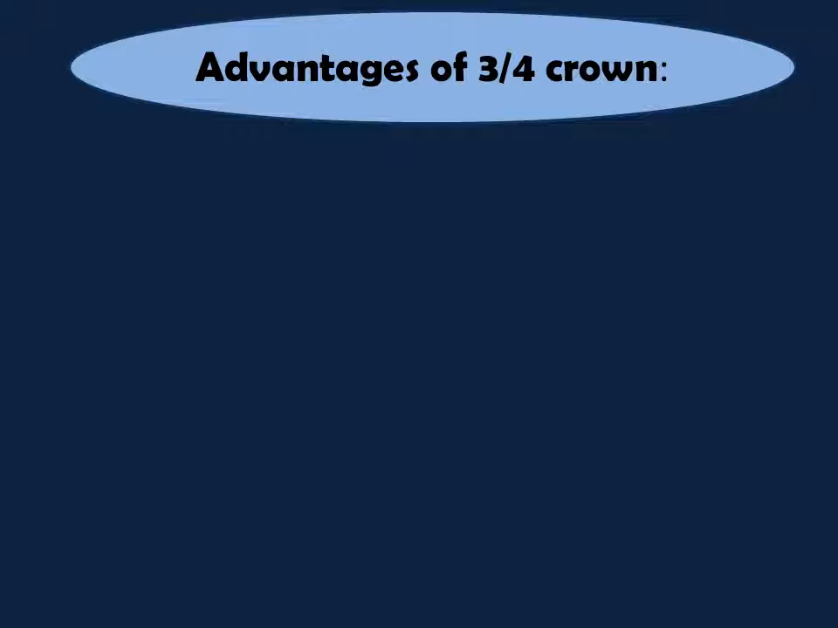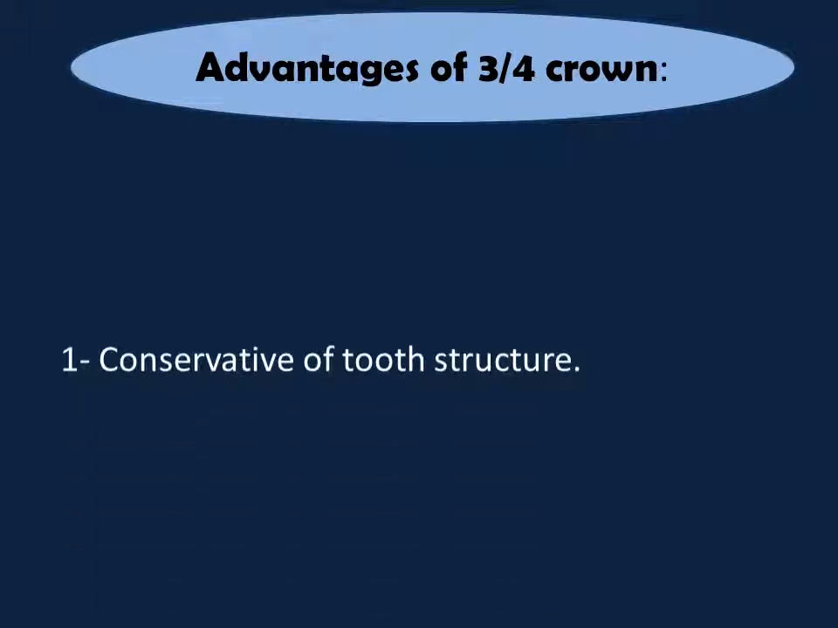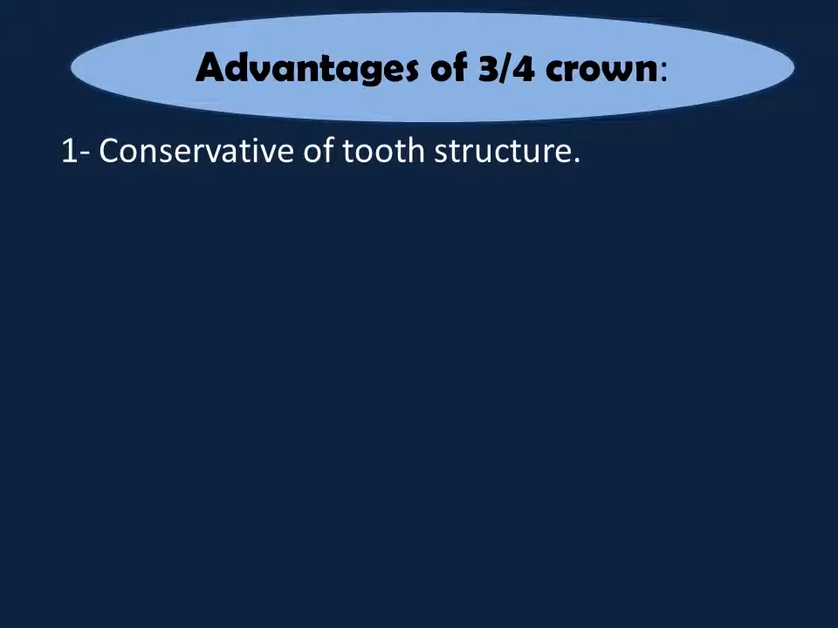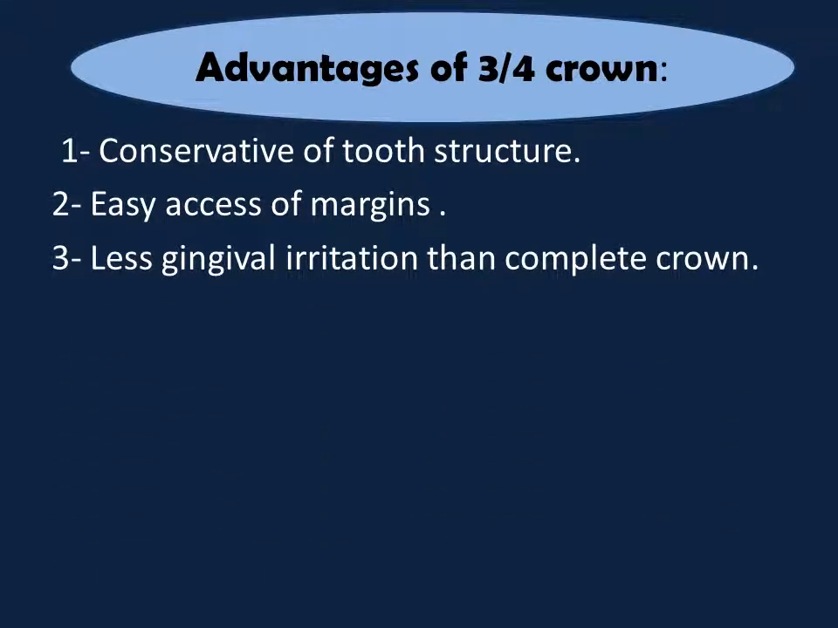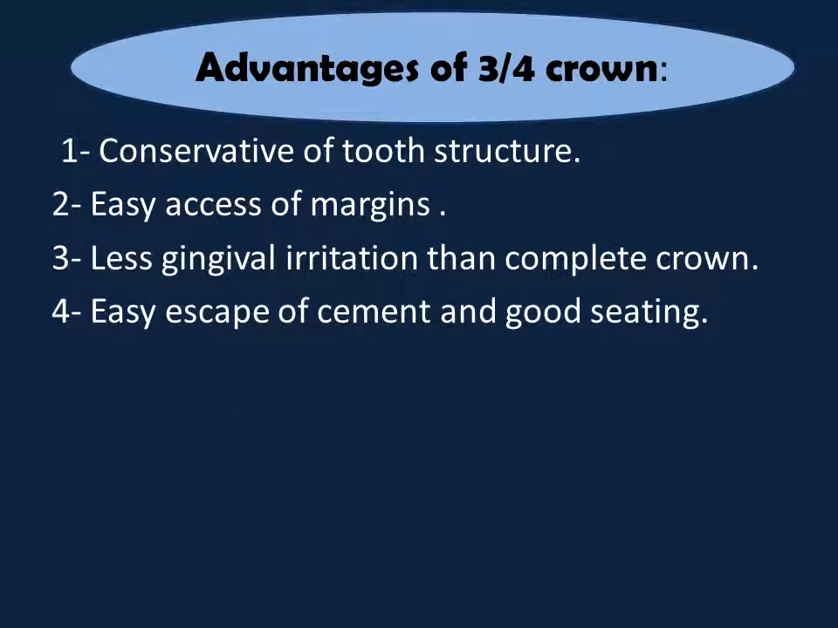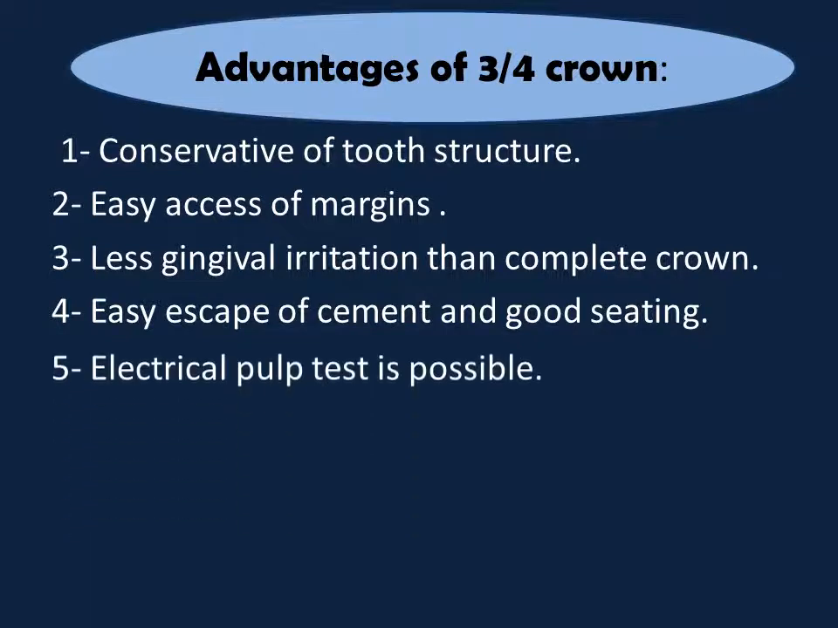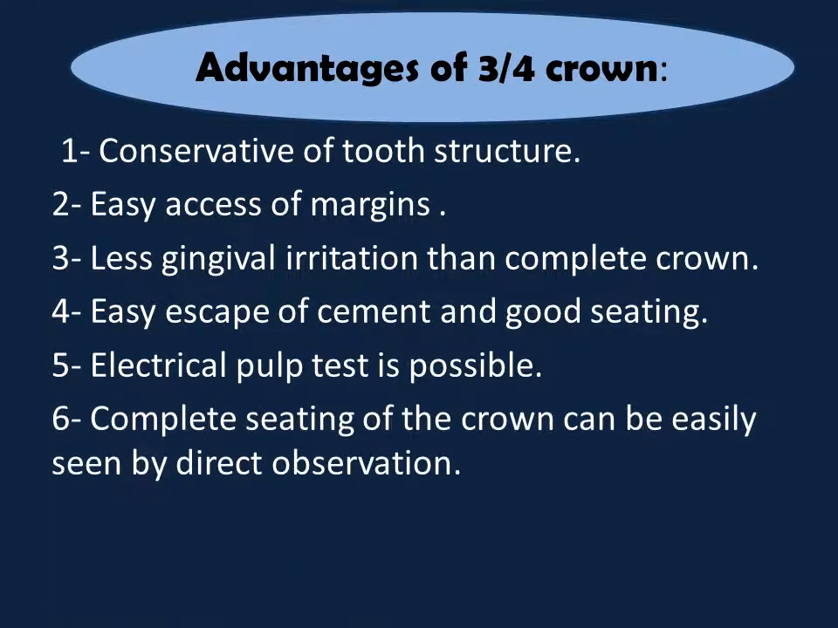The advantages of a three-quarter crown will be, first, conservation of tooth structure. Second, easy access to the margin. Third, less gingival irritation than a complete crown. Fourth, easy escape of cement and good seating. Fifth, an electrical pulp test is possible through the buccal surface. Sixth, complete seating of the crown can be easily seen by direct observation.